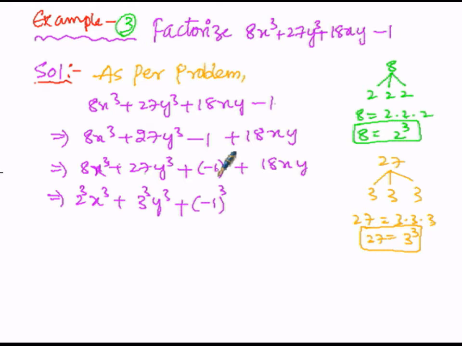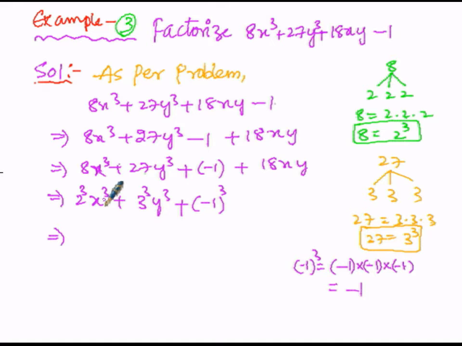So minus 1 into minus 1 into minus 1 is nothing but minus 1 whole cube. Its value is minus: plus into minus is minus, and 1 ones is 1. So instead of minus 1, I can write minus 1 whole cube. I wrote it this way because I want to write the first three terms as a cube plus b cube plus c cube minus 3abc, as per the special product.